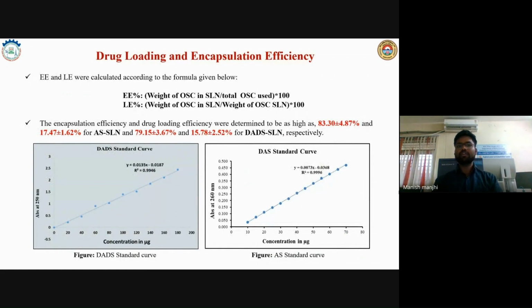So this is how we calculate the drug loading and encapsulation efficiency. This is the formula we have used, and these are the DADS standard curve and allyl sulfide standard curve present here. The encapsulation efficiency and the drug loading efficiency were determined to be as high as 83.30 and 17.47 for the allyl sulfide solid lipid nanoparticle respectively, and 79.15 and 15.78 for the DADS SLN respectively.